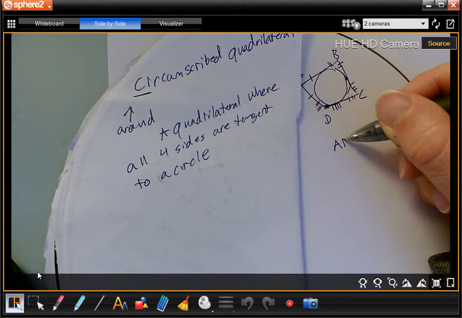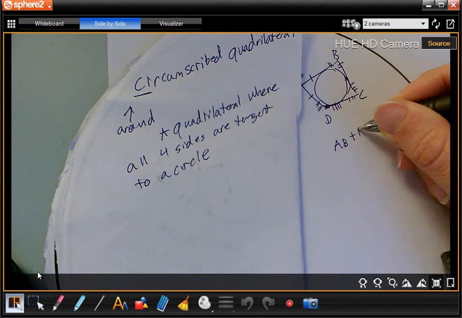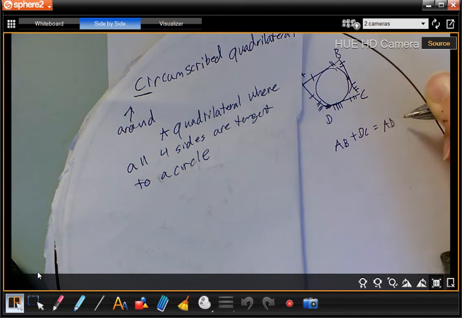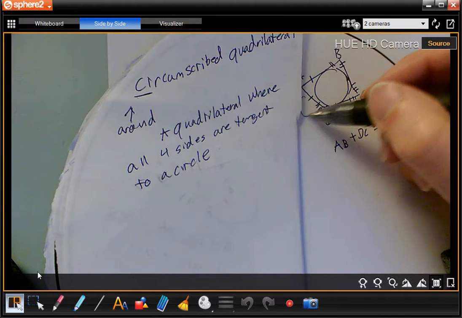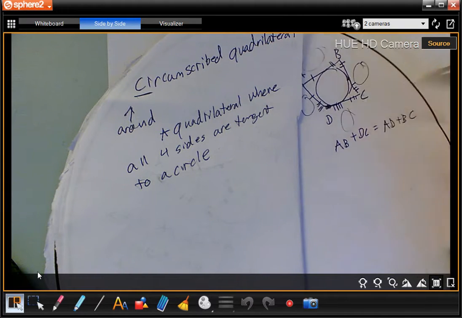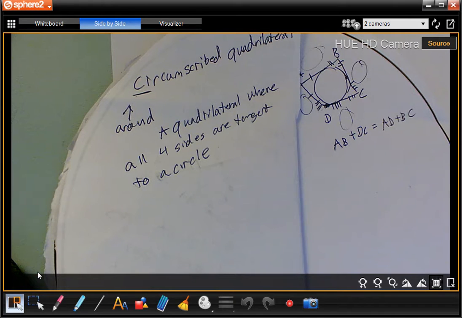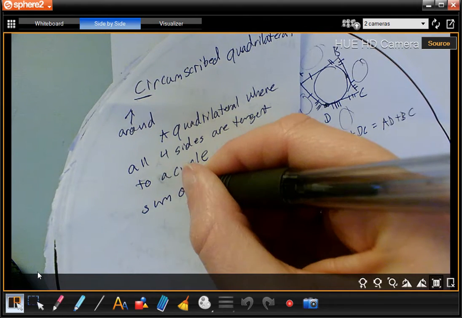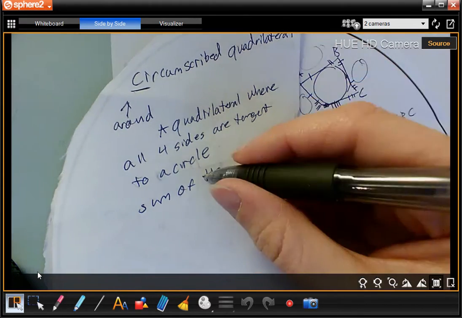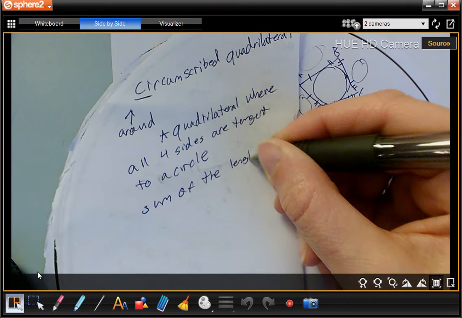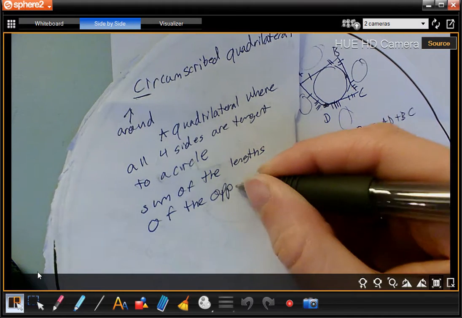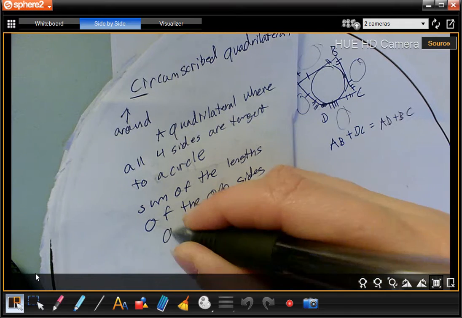Well, in this sense, we understand that AB plus DC equals AD plus BC. So these sides over here and these sides equal these sides and these sides. And that'll become more obvious as we show some examples. So it's just stating that the sum of the lengths of the opposite sides are the same.